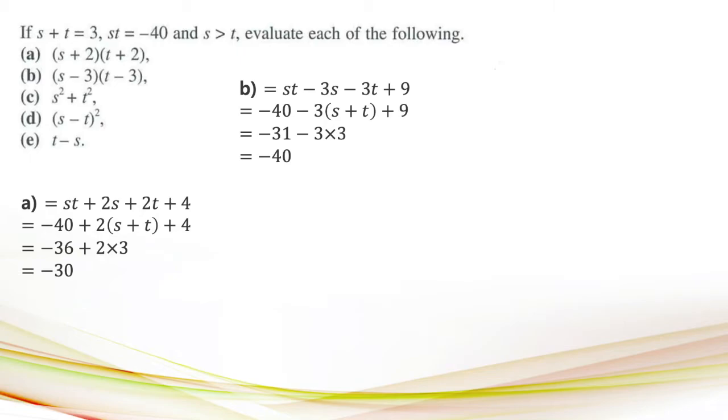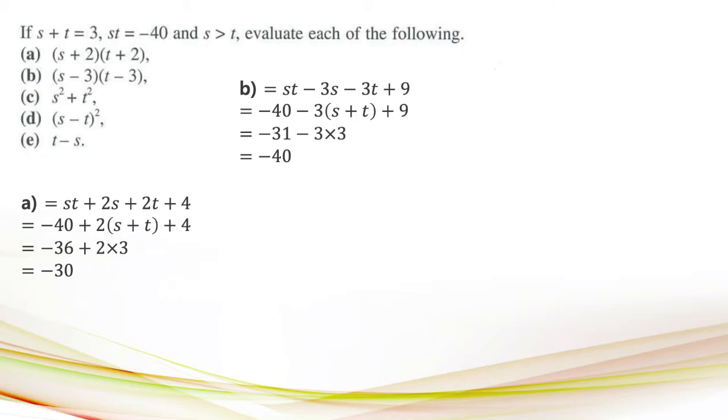S squared plus t squared. I don't think you can factor this into anything that makes sense, but it does remind me of a common squaring structure, which is a plus b squared or a minus b squared. So let's see if this can help us here in any way.